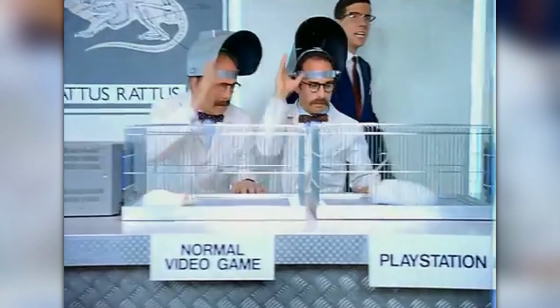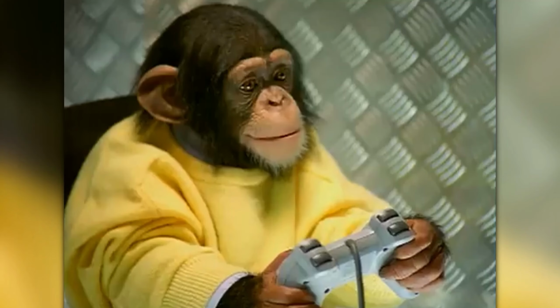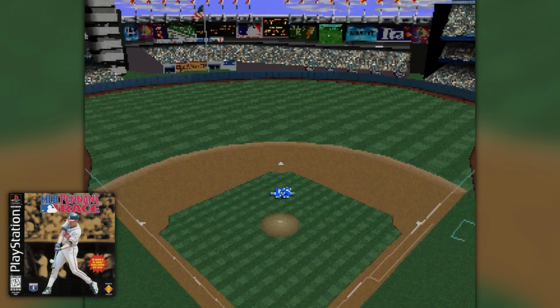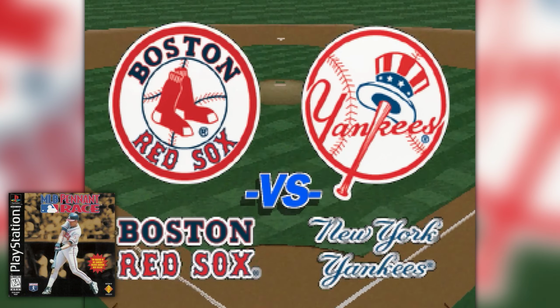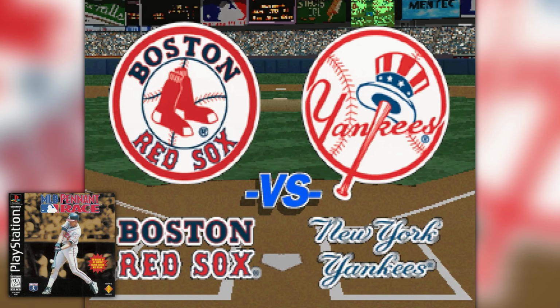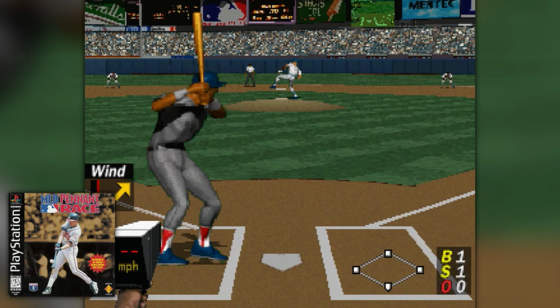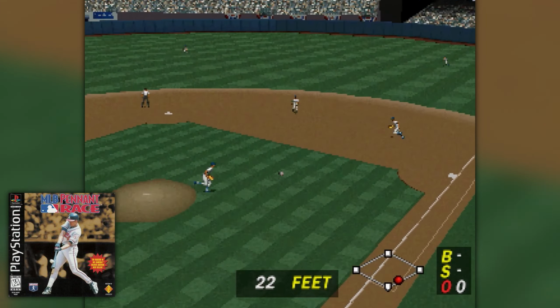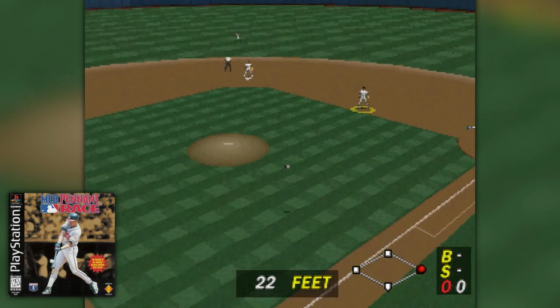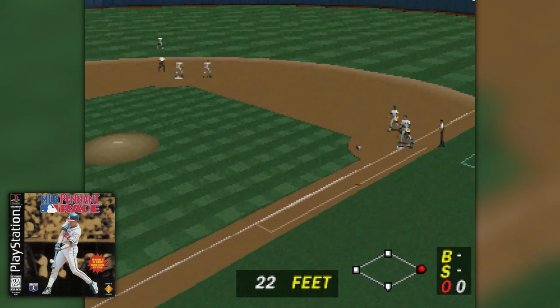We are stepping right into the dugout of Sony's own signature sports franchise. To kick off this massive 9-game marathon, we have to go all the way back to summer of 1996 with MLB Pennant Race. Developed by Sony Interactive Studios America, this was the rough, highly ambitious blueprint that started it all.